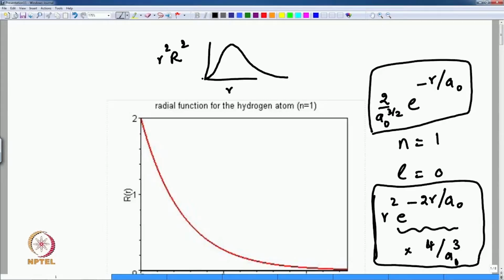It is 0 at r equal to 0. The radial function itself is not 0 at r equal to 0, but the radial probability, because of this r square, is always 0 at the nucleus. The probability density is 0, and the area under this graph of r square times the function is equal to 1. That is the normalization.